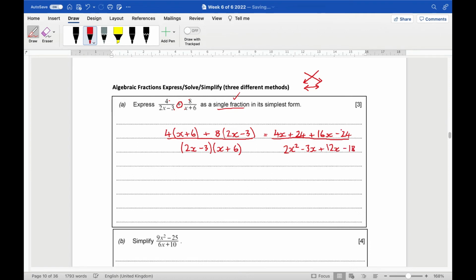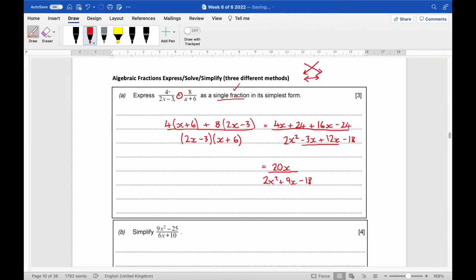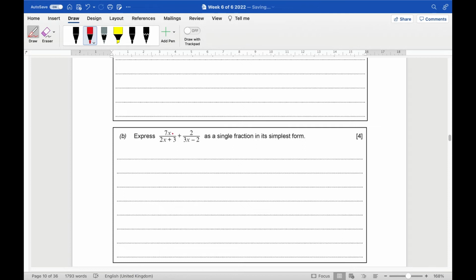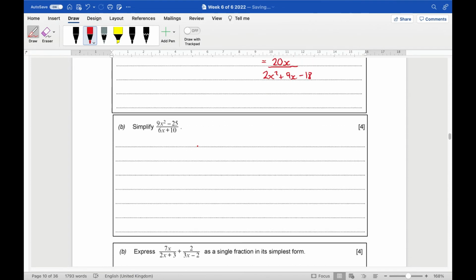And now we just collect together things on the top that we can, and collect together things on the bottom we can. So on the top, we can collect our x's together, and we can collect our numbers together, but it's 24 take away 24, which is 0, so they've gone. And on the bottom, well, our x squareds stay alone, because there's no other ones. We can collect our x's together here to make plus 9x, and there's no other number other than minus 18. So that's one type of algebraic fraction, right? Express these two as a single fraction, and that's the method for that. And there's plenty of those to try, okay? Some of them are a little bit harder because you're doing 7x times that, but again, have a go.